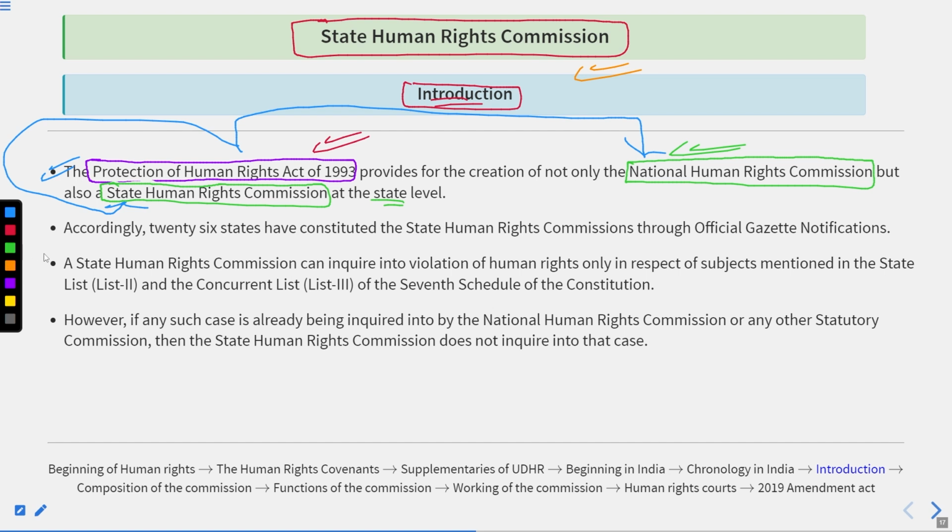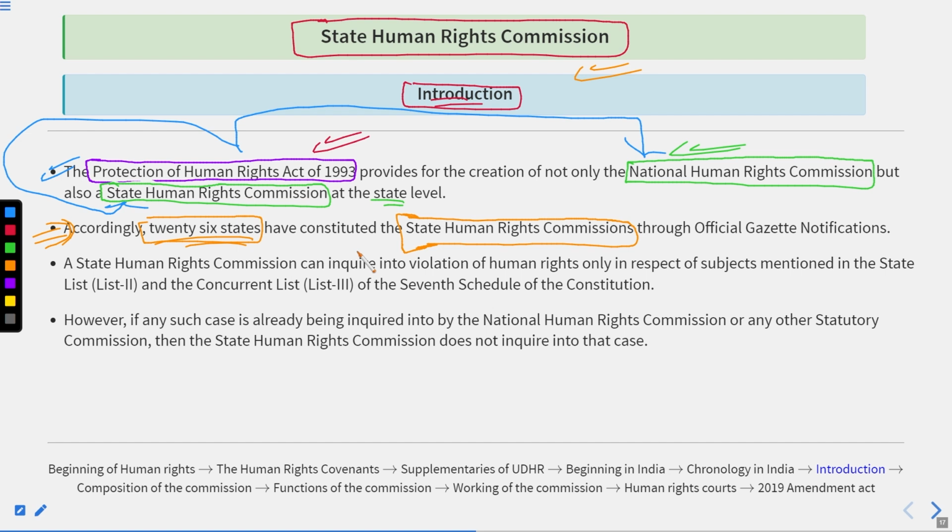Okay, and thus accordingly 26 states have constituted the State Human Rights Commission through an official gazette notification. How many states? 26 states constituted the State Human Rights Commission. Now most of you will conclude that in India there are 28 states. Then why 26 states only? So what were those two states which did not? Let me tell you one thing very straightforwardly.